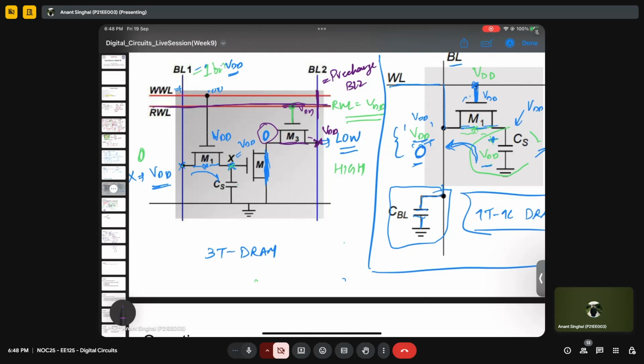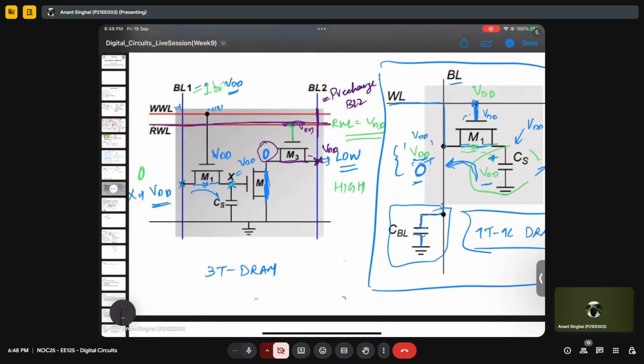Okay, sir. So when M3 is not zero or turned off, it will read VDD only, no, sir? Yeah, yeah. So it will read VDD once this is short circuited. Okay, sir.